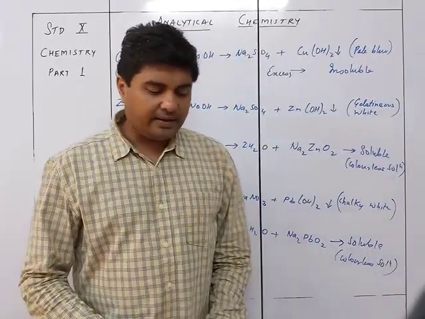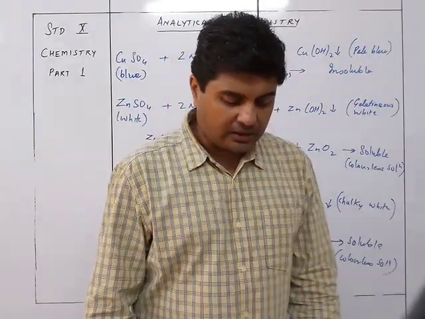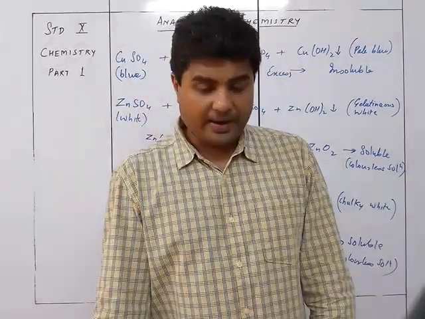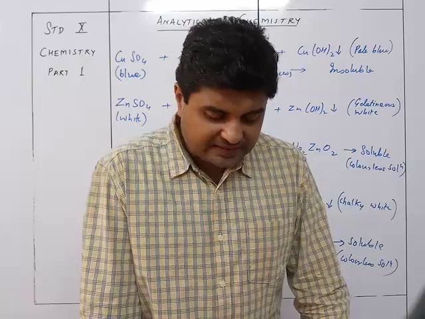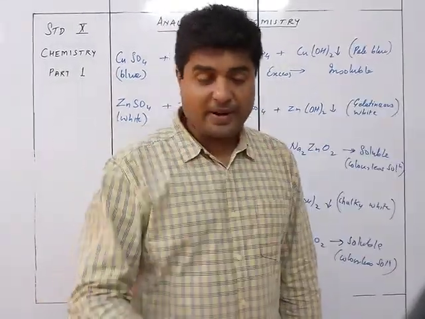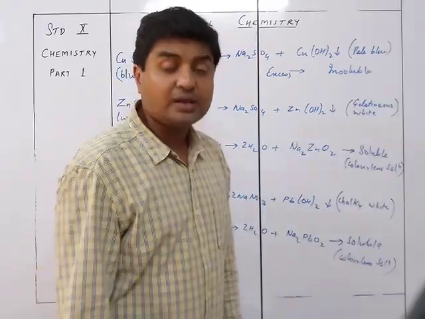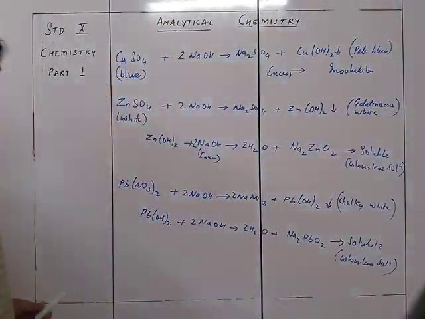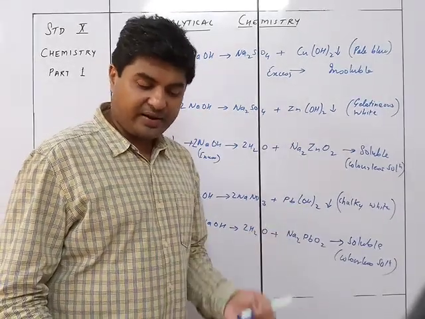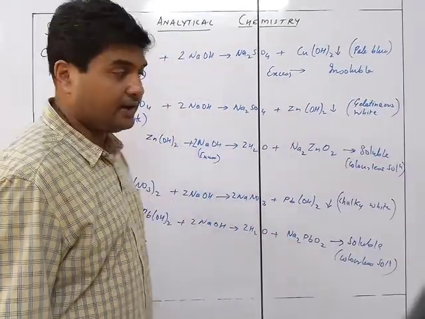So that was the 7 different kinds of ions which we identified, sorry, that was with sodium hydroxide. Now we see the reaction with ammonium hydroxide. We are going to use the same compounds, that is calcium, magnesium, ferrous, ferric, copper, zinc, and lead.